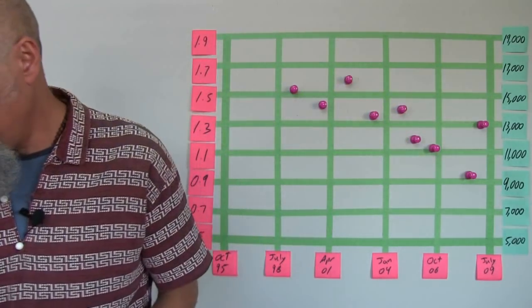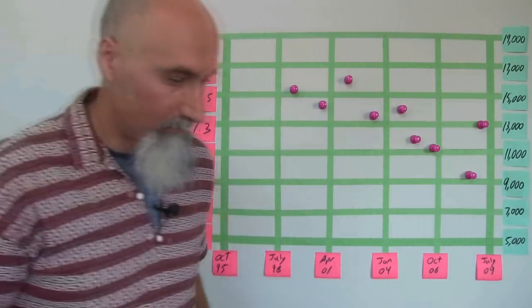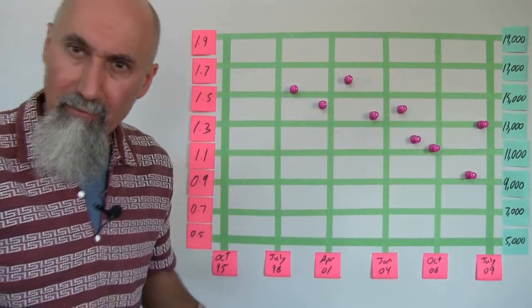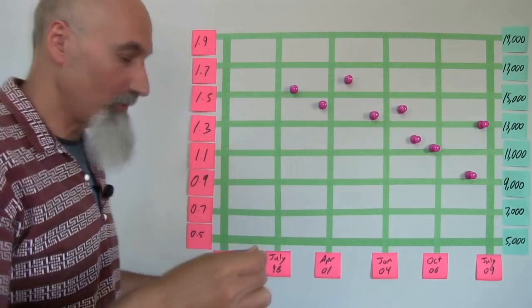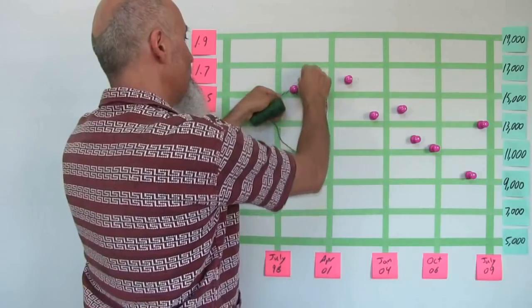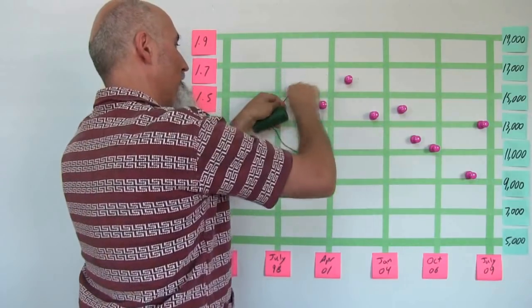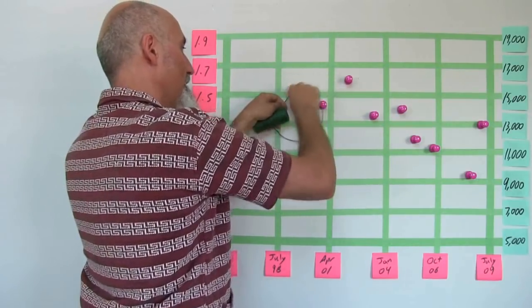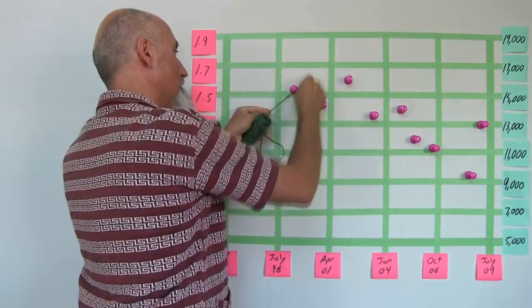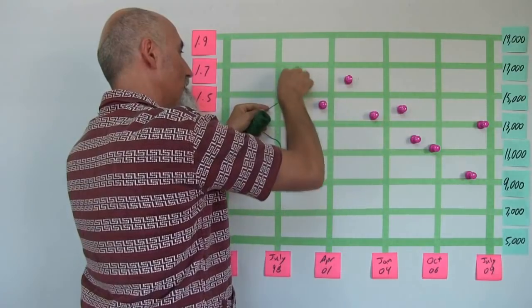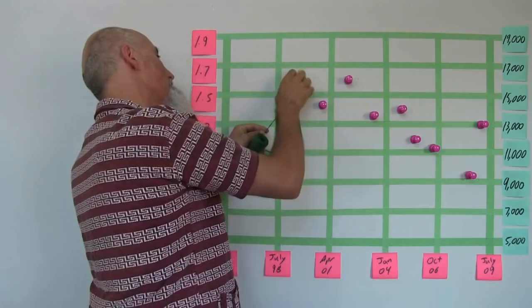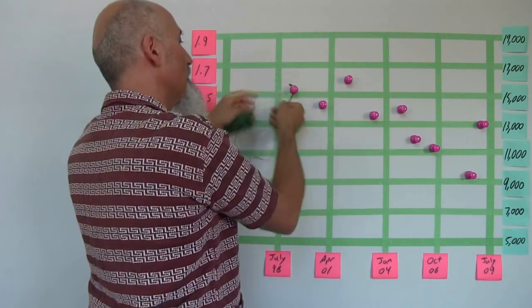Now what we're going to do is put a string through these and connect them all up. That way you see the trend, the way it's going. It doesn't look like just random data, right? So let's do this. So we start off here, right? Let's take this over. Push it in, lock it in. Let's see, we'll go one more time.